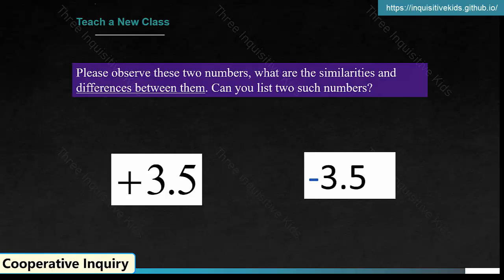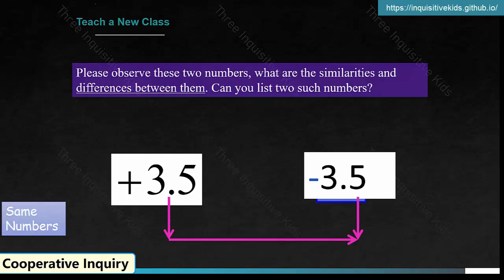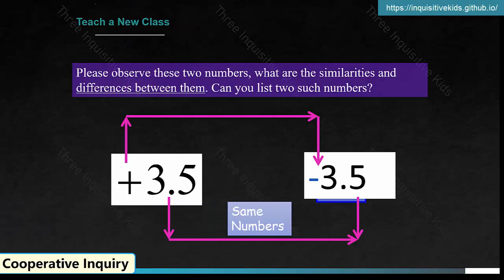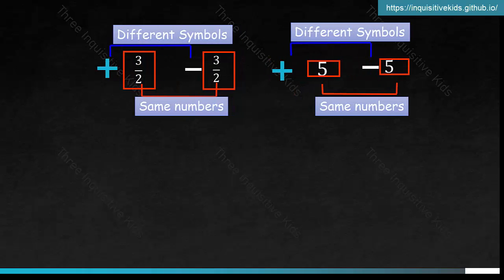Please observe these two numbers below. What are the similarities and differences between them? Can you list two such numbers? So the first thing I noticed is that they both have the same number on the right side, 3.5, but they have different signs, positive and negative. Here are two more examples of these numbers. They both have the same number, but different signs in front of them, positive and negative.